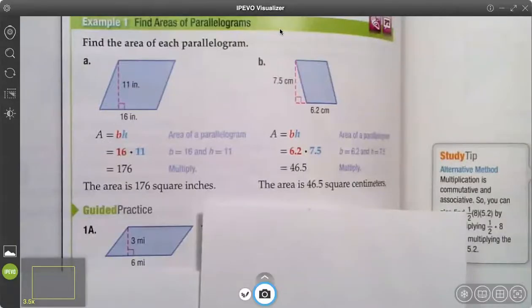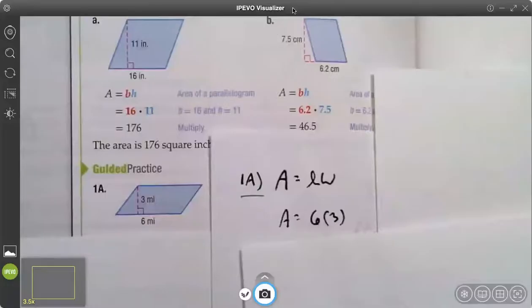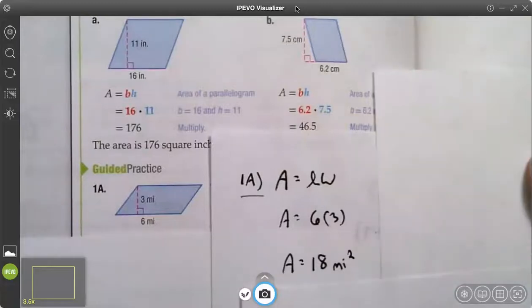Let's do two of these real quick. These are pretty simple, no need to show your work, just write your answer. Try 1A. So length times width or base times height on this one would be 16 times 3, 16 times 3 equals 18, and our answer for area is always in square units. So in this case, 18 square miles.